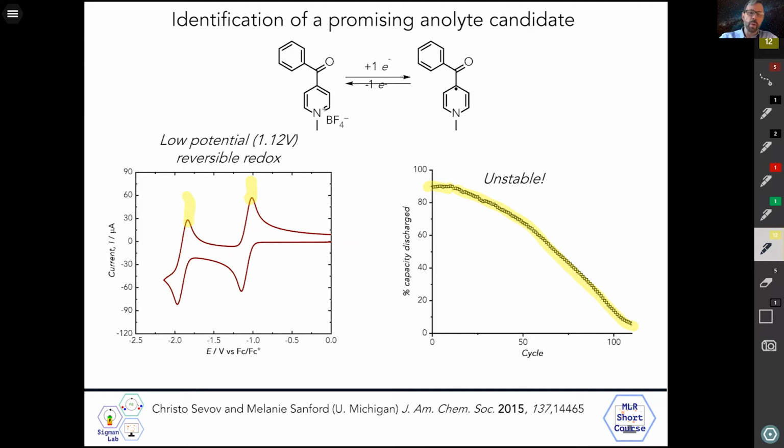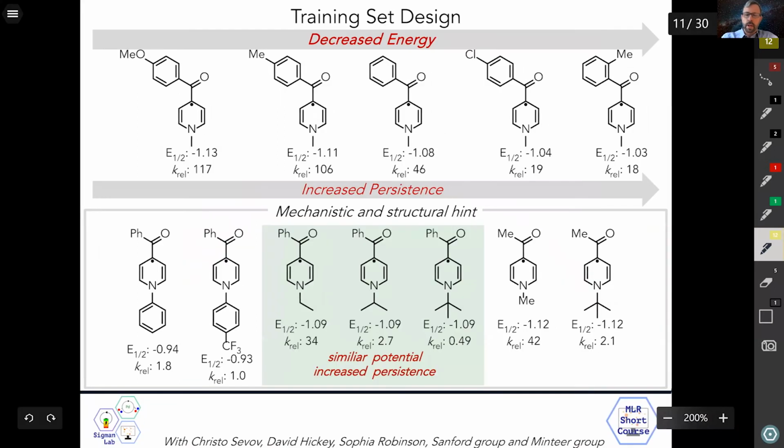So the question that we wanted to ascertain in our collaboration was, how do you develop a workflow to optimize this using some data science tools? And so what we initially did was design a training set.